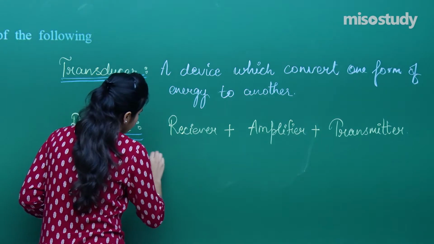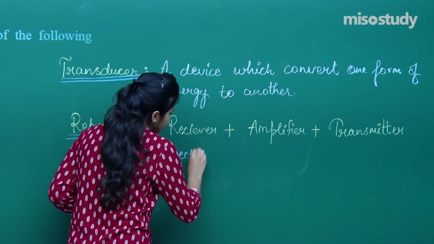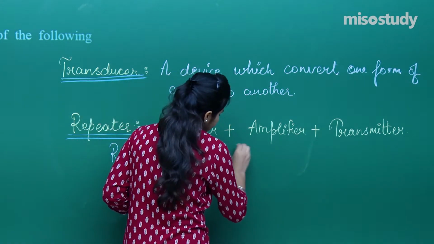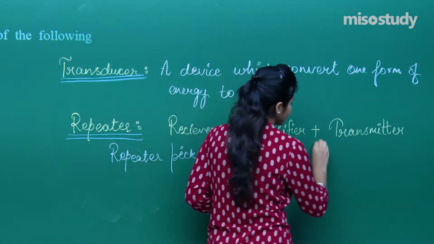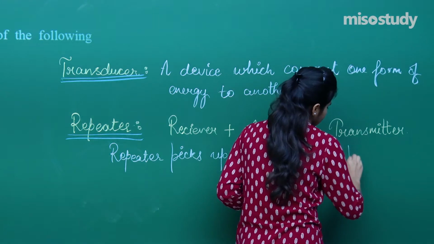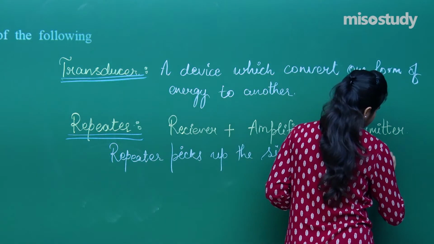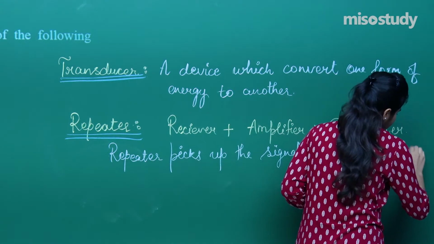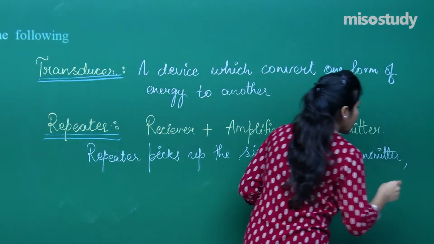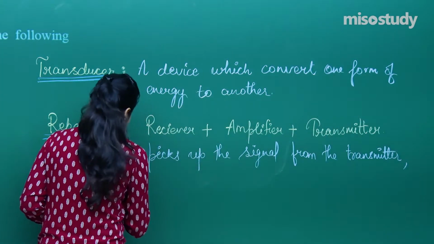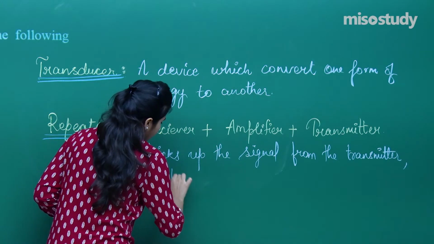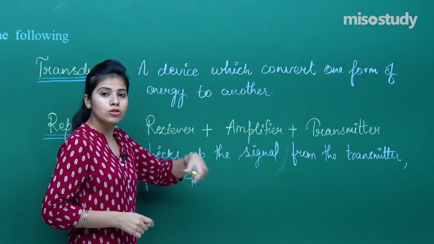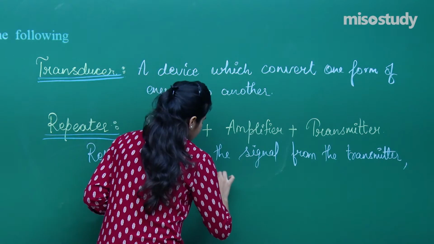Repeater picks up the signal from the transmitter, amplifies it and transmits it to the receiver.